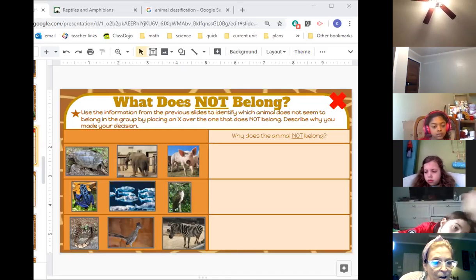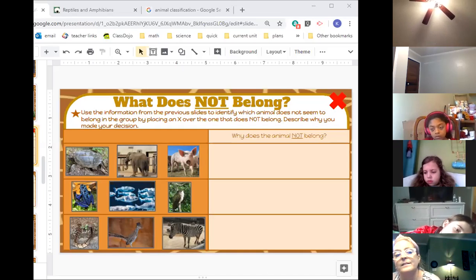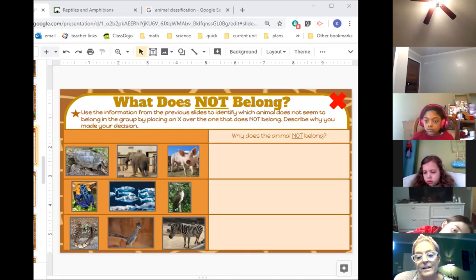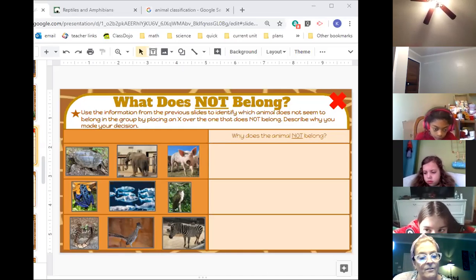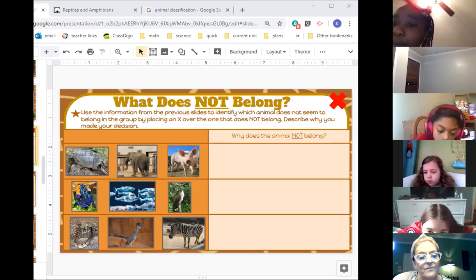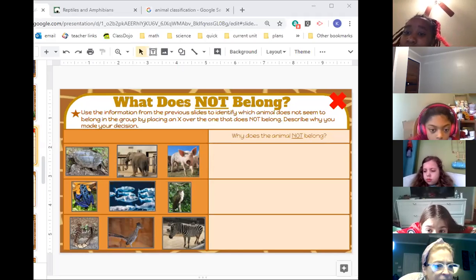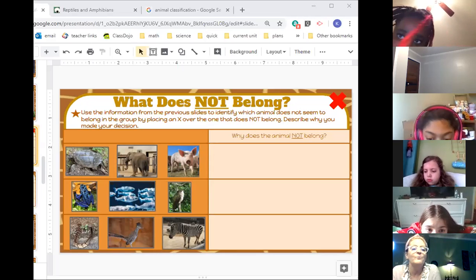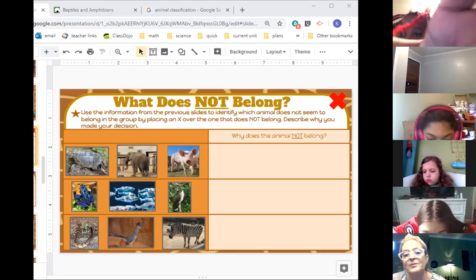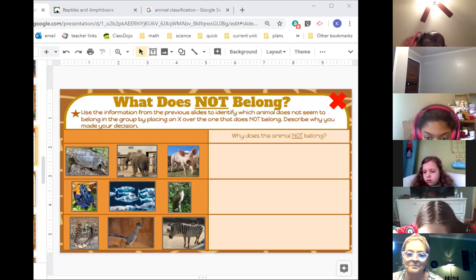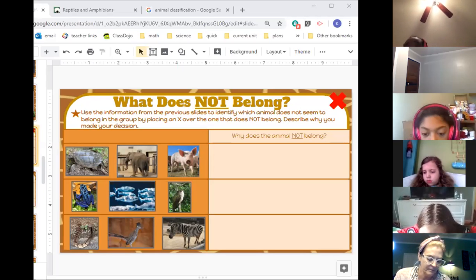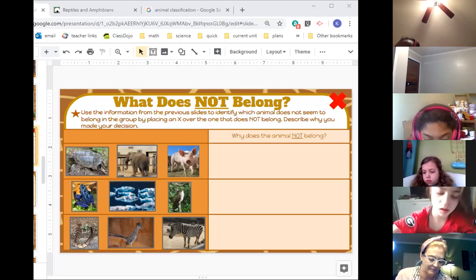All right, let's look at the next row. We have a frog, and we have a school of fish, and then we have a bird. Which one does not belong in that row? And then tell me why. Type it in the chat. So you have the frog, you have the fish, and then you have a bird. Tell me which one does not belong and why. That was a tricky one. I'll give you a couple of minutes.